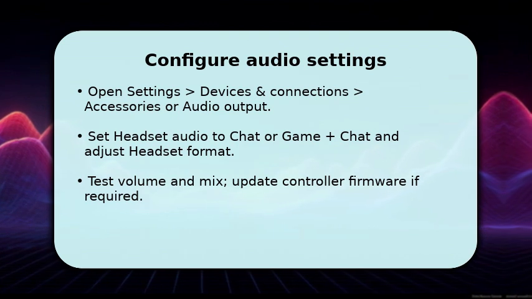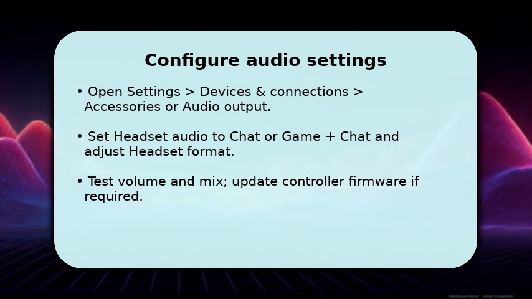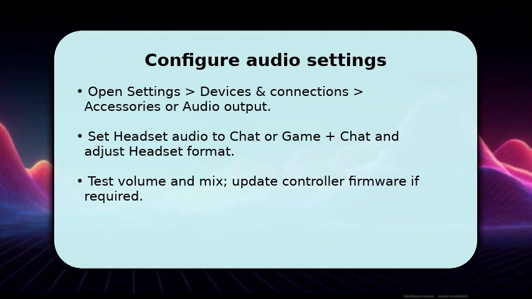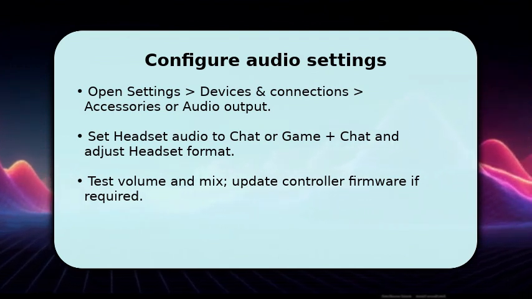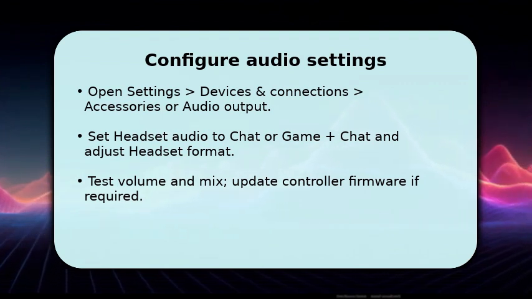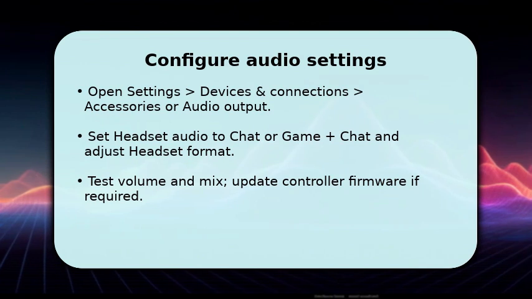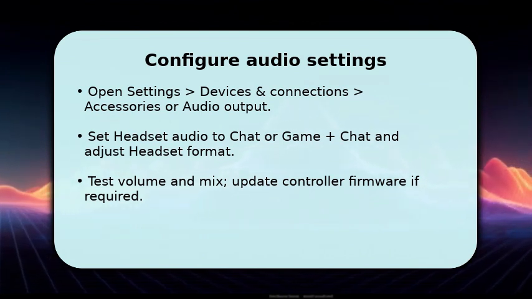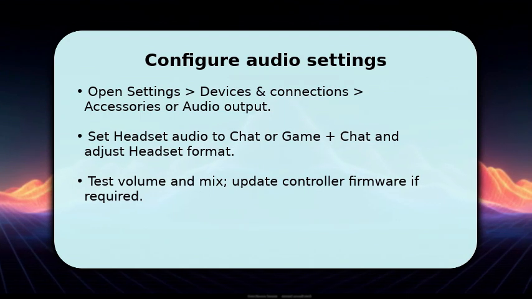Accessories to detect it. You'll select Headset Audio and choose Chat or Game plus Chat depending on whether you want system sound and voice. Adjust the headset format to stereo or Windows Sonic if available. This affects spatial cues. If audio is missing, make sure your controller firmware is updated, and check the Xbox audio mixer to set chat/game volume.